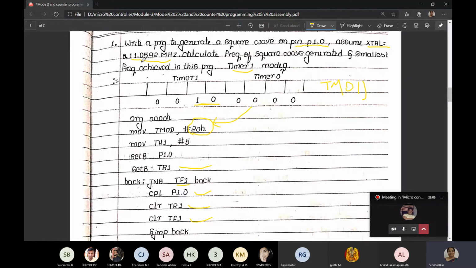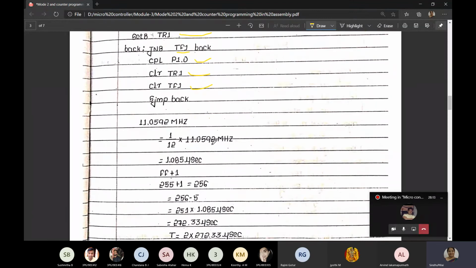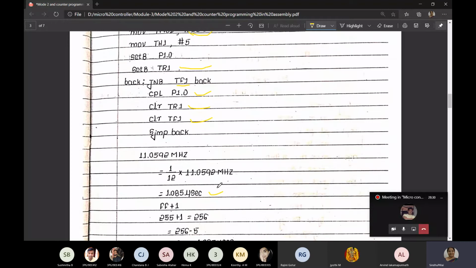What external frequency have they given? 11.0592. So 11.0592 is divided by 12. You will get 1.0. Okay, this was the common number. What is the formula? Whatever the maximum count, 1 should be added. So 255 plus 1 is 256. Fine. It is starting from 5 here. Okay, it is starting from 5.